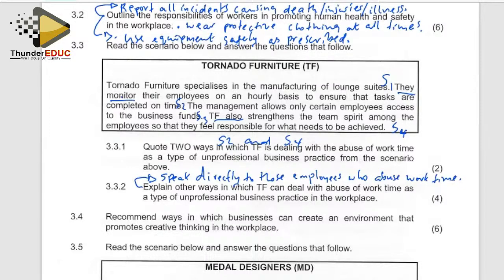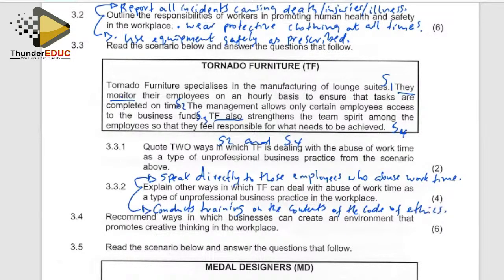Okay, right? And again, we are saying that conduct training on the contents of the code of ethics.